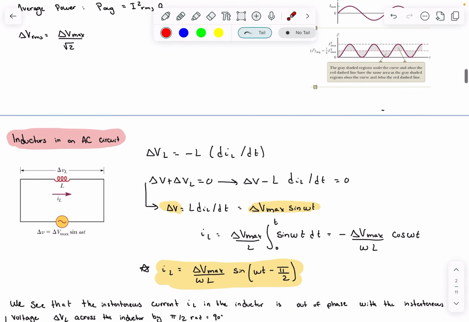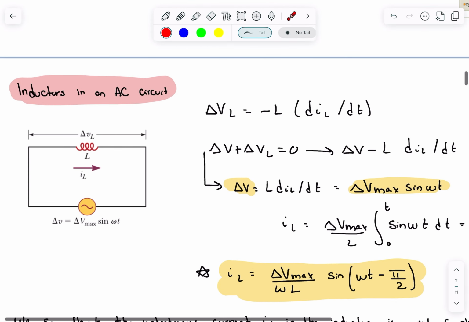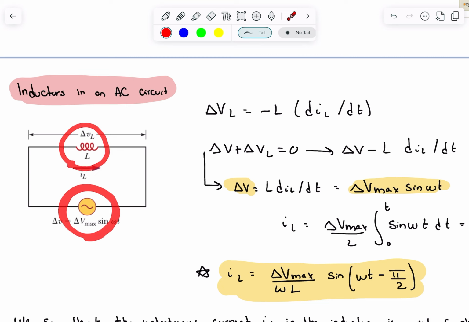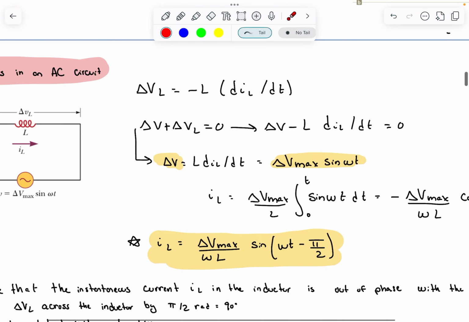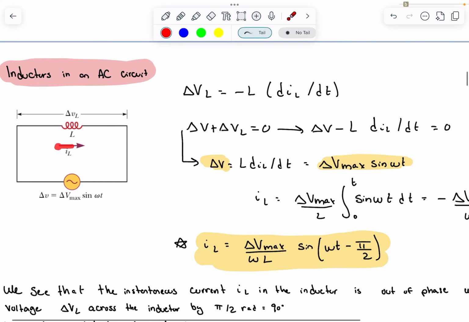Now we're going to move on to talking about a little circuit that has an AC source here and an inductor. We're going to do the exact same thing though, where here we have this potential gain, delta V, and then we have this potential drop of delta V sub L, where delta V sub L, we learned last week, is equal to negative L di over dt. So here again, delta V minus L di over dt is equal to 0. We know that delta V is equal to delta V max sine omega t. All we're going to do now is figure out what the current is across that inductor, so what is I.